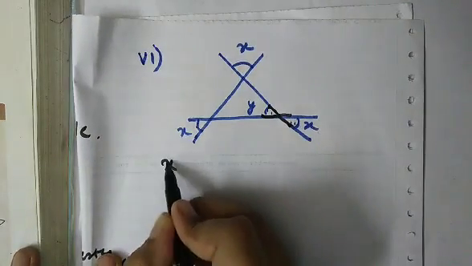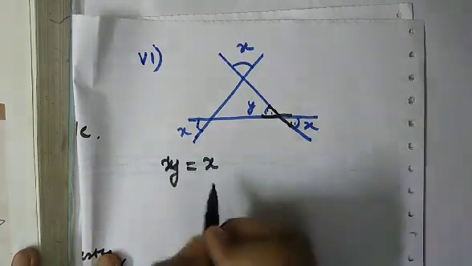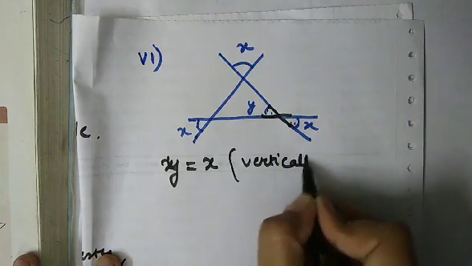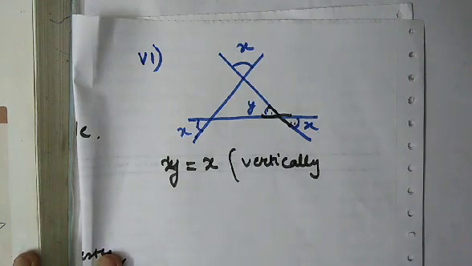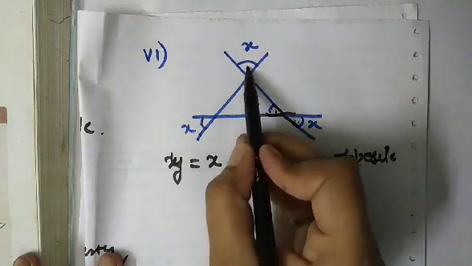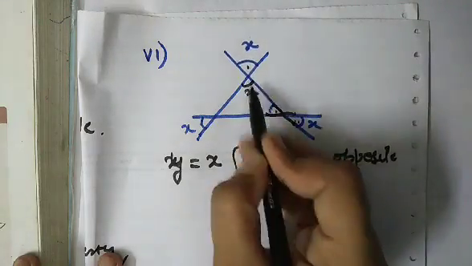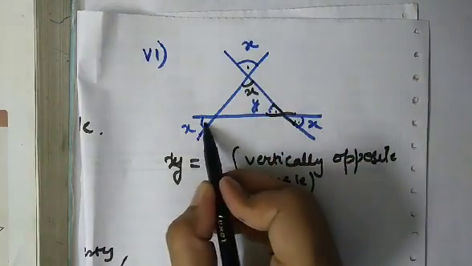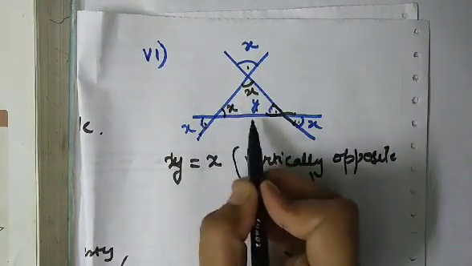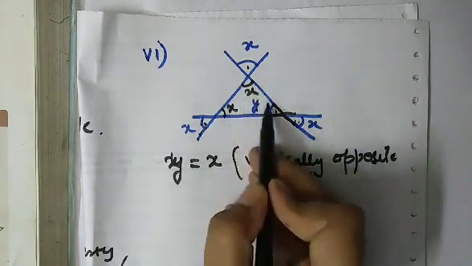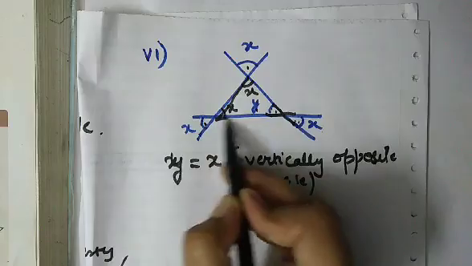So I will write y equals x, or you can write x equals y. Why is it so? Because of vertically opposite angles. So this is also x. Now if this is x, this is also x, because again the same reason, it is vertically opposite angle. So now these three angles are the interior angles and this is forming a triangle.